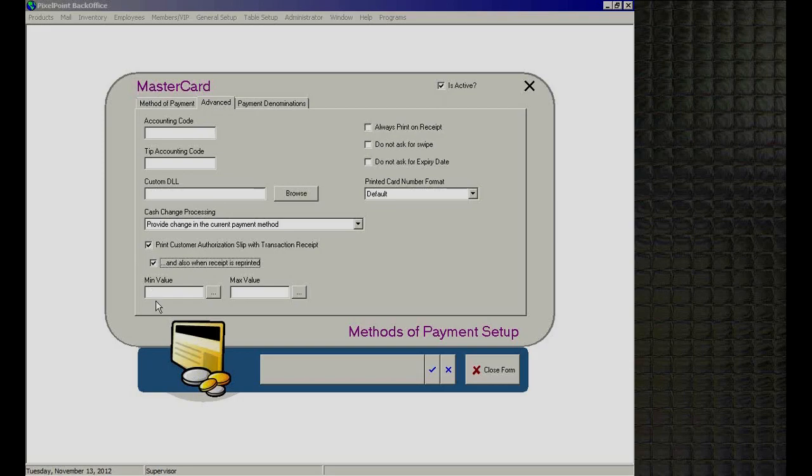Now, also on this, we have minimum value and maximum value. So on here, on a per method of payment basis, not so much for cash, of course, but for other things, you can actually set allowable minimum and maximum values that can be applied within the check when applying this method of payment. And if it's too small, then it will not accept that.